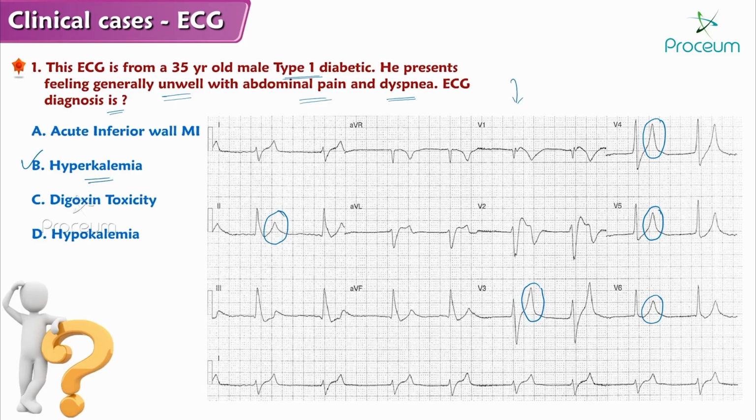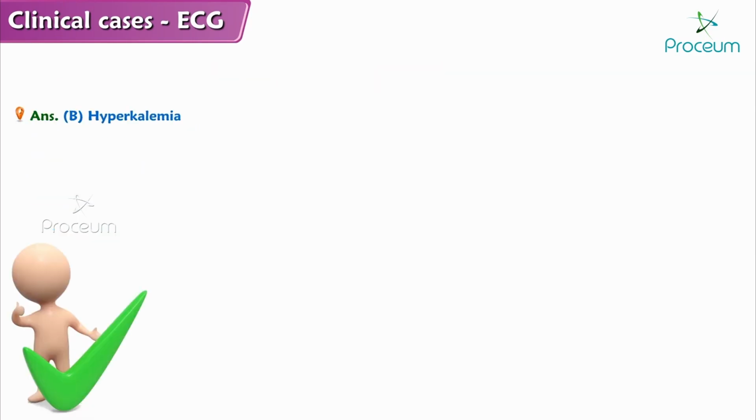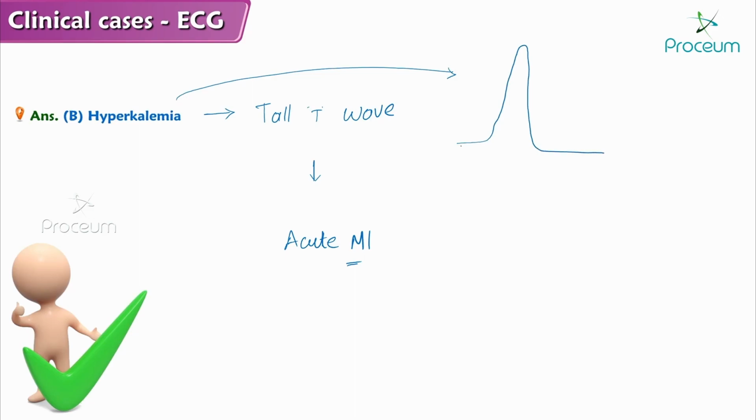Now, tall T waves can appear in two clinical conditions. Number one, in hyperkalemia you will have tall T waves, and you will also have tall T waves in case of acute myocardial infarction. What you have to remember is how to differentiate the tall T wave morphology of acute MI and the tall T wave of hyperkalemia. The tall T wave of hyperkalemia is a tall tented T wave. So this will be the T wave morphology in case of hyperkalemia.